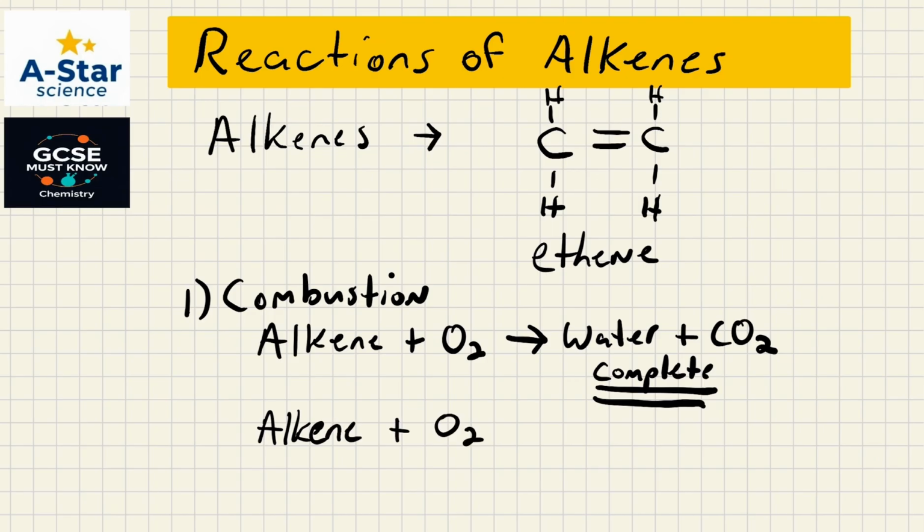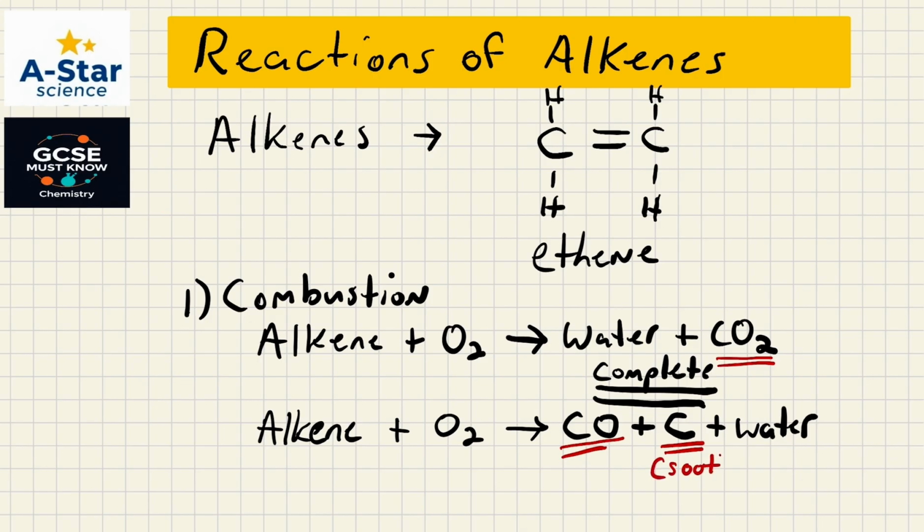So incomplete combustion, we're going to see carbon monoxide forming plus carbon plus a bit of water. Now we know the difference between incomplete because of this. Complete has carbon dioxide, whereas incomplete has carbon monoxide and solid carbon, which we can also call soot. So that's the black solid carbon that you'll see in the form of smoke or ash.